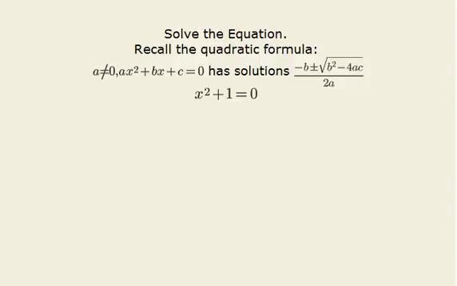If a is not equal to 0, ax squared plus bx plus c equals 0 has solutions: the opposite of b, plus or minus the square root of b squared minus 4ac, all divided by 2a.